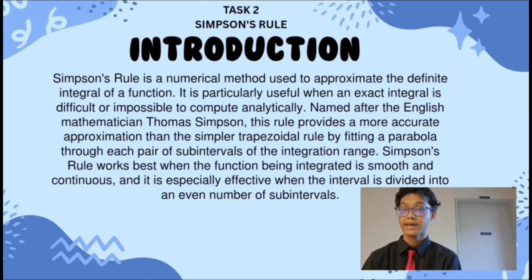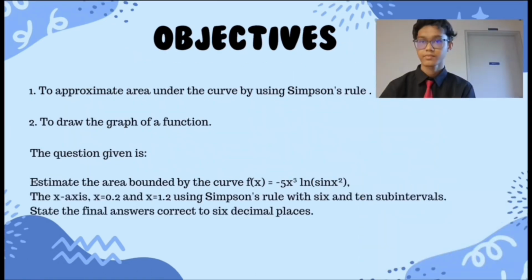Simpson's rule works best when the function being integrated is smooth and continuous, and it is especially effective when the interval is divided into an even number of subintervals. The objectives for Task 2 are, number 1, to approximate the area under the curve by using Simpson's rule, and number 2, to draw the graph of a function. A question is also given for this task.